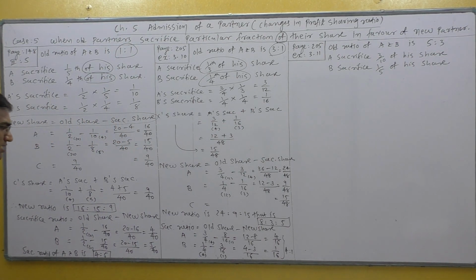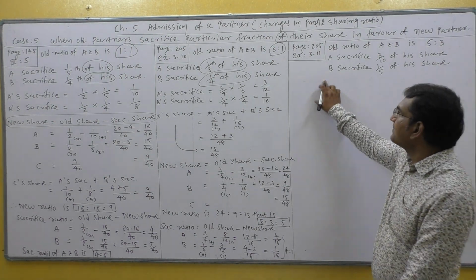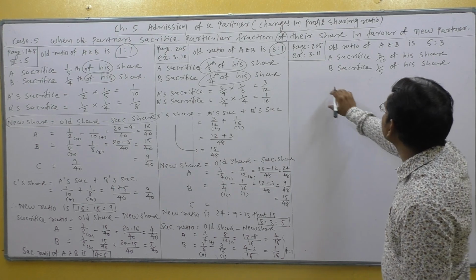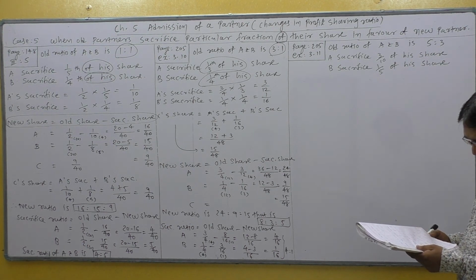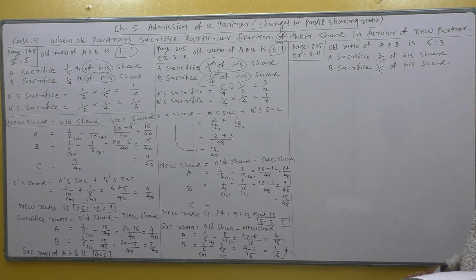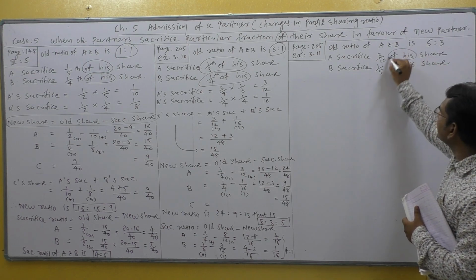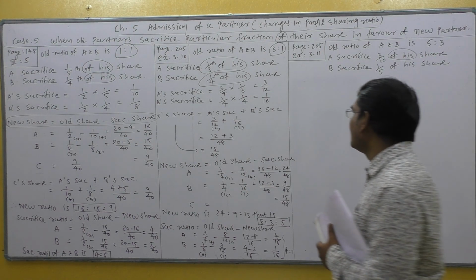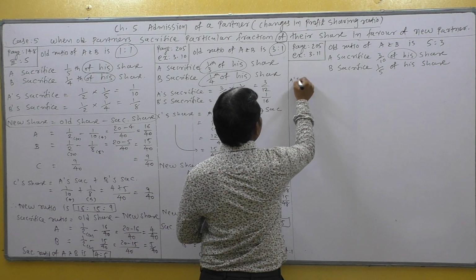Okay, now we are going to page number 205. The same exercise is given in example 3.11. Student, here the condition is A and B are old partners, their old profit sharing ratio is 5 is to 3. A sacrificed 3 by 10 of his share. Of his share is an important phrase. B sacrificed 1/5 of his share. Now first of all, determine the sacrifice made by the old partners.